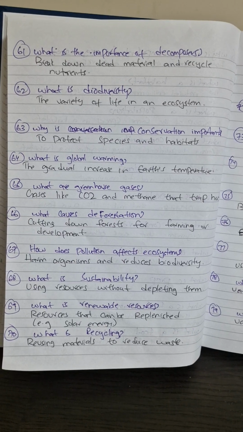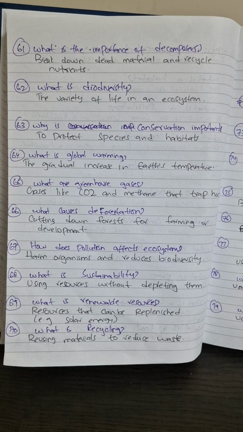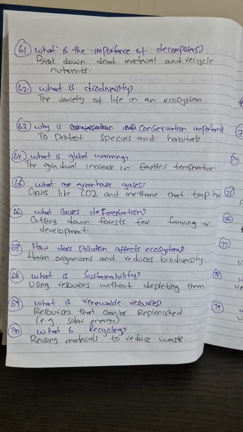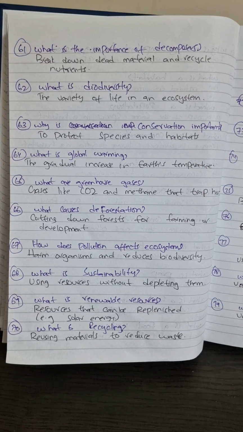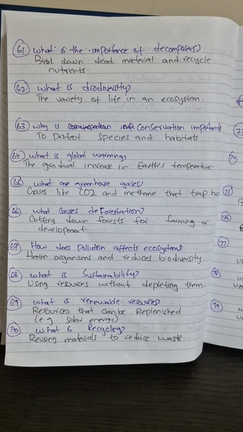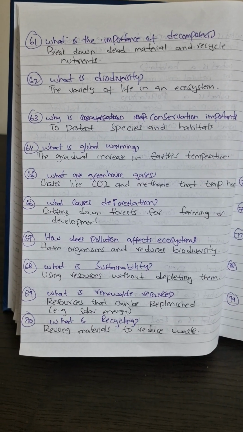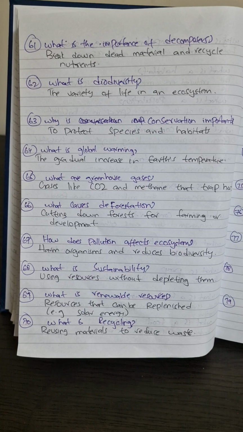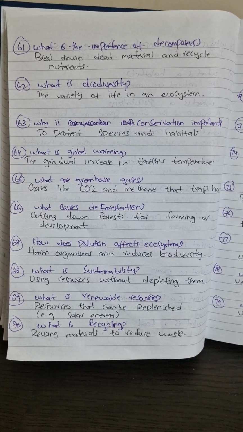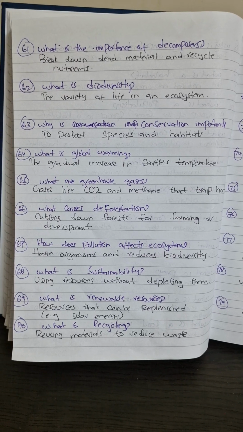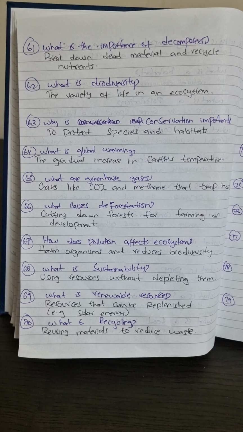Another question, why is conservation important? Answer: to protect species and habitats. Question number 64. What is global warming? The gradual increase in Earth's temperature. The gradual increase in Earth's temperature is called global warming.